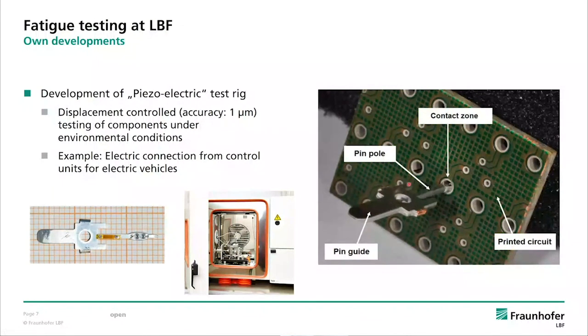So here you have a pin, and this is inserted into a printed circuit. And the electrical connection between pin and circuit is not made by a soldering process, but it's just made by a contact between the pin and this circuit. And as you see here on the left side, there's a special shape of this pin. And with this, you can guarantee some contact pressure between pin and printed circuit.